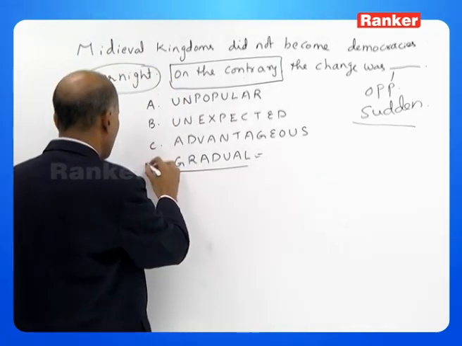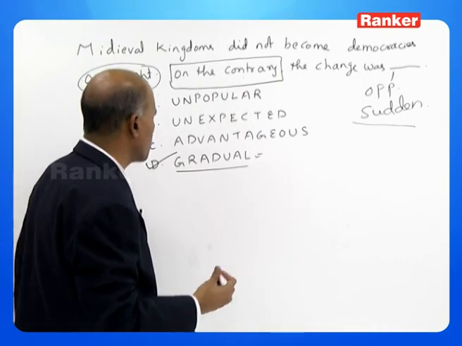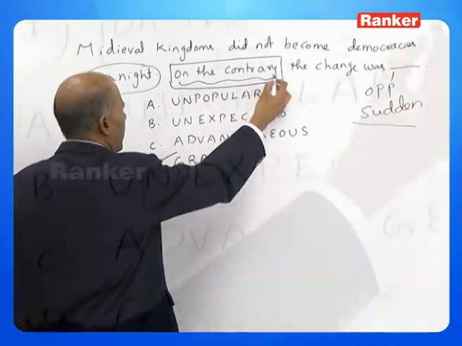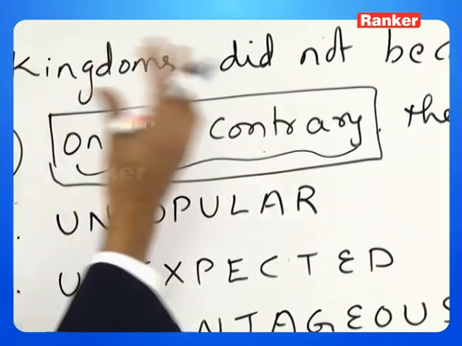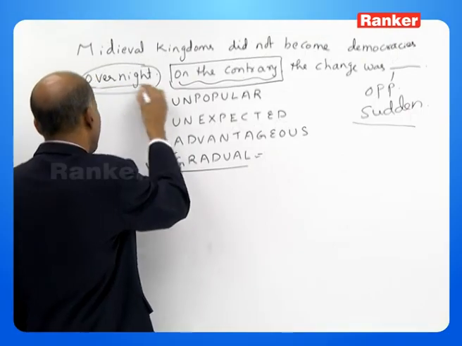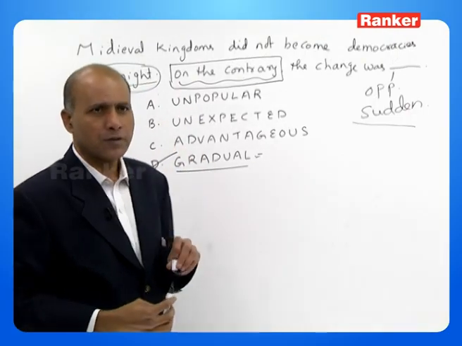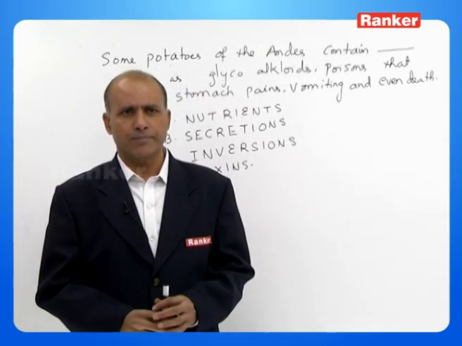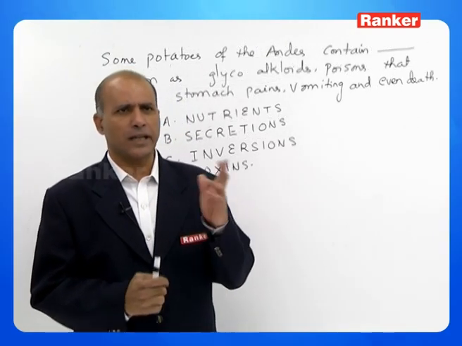So the correct answer is D, gradual, which we picked by understanding the connecting term which is conveying a contrast, and then this word which means sudden. Let us understand sentence completion with another question.